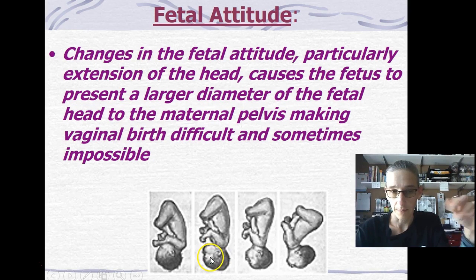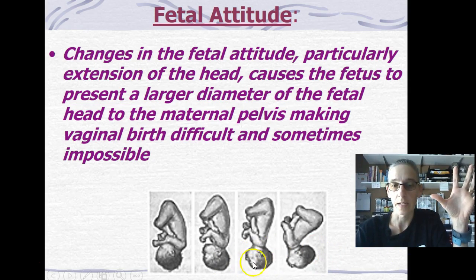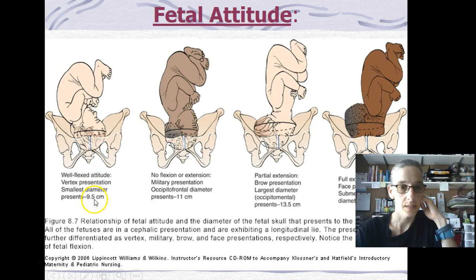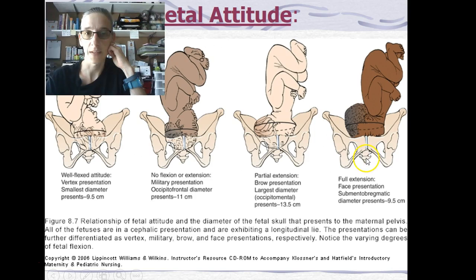Here we've got a normal, what's the word? Military presentation it's called, where there's no flexion or extension. And we've got some extension here, and then we've got hyperextension. We want this to be the presenting part. So here's a better picture. Well flexed fetal attitude, vertex presentation, and then you've got your no flexion or extension, your military presentation. This is your partial extension, your brow presentation. And then you've got your full extension, which is a facial presentation.